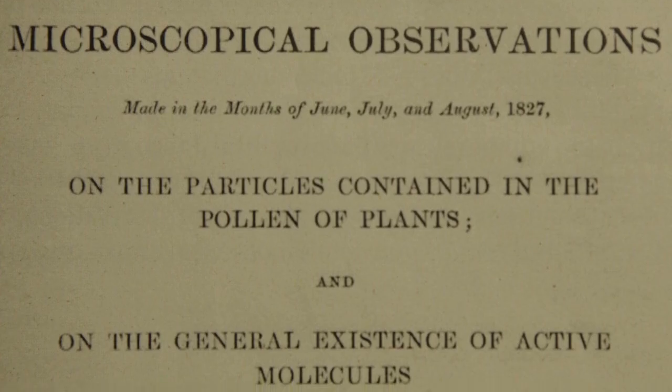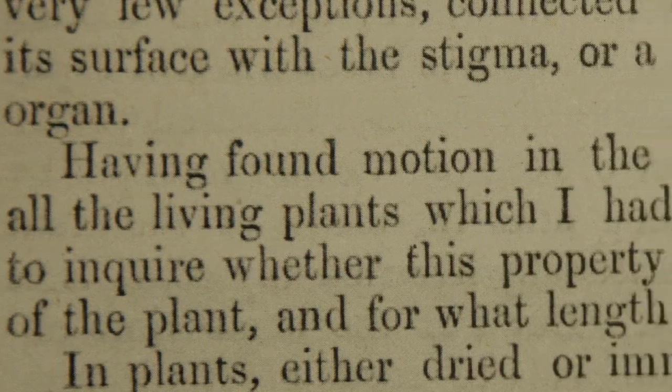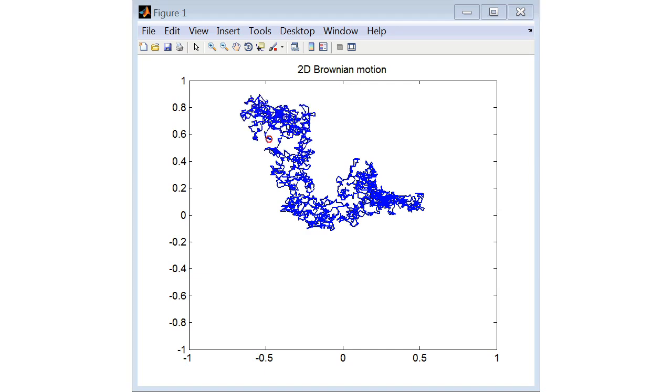In fact, he made the same observation of this jittery motion in all kinds of particles, both organic and inorganic in origin. Later on, this phenomenon became known as Brownian motion, or simply particle diffusion. So if it's not because it's animated, what makes the pollen grain move?